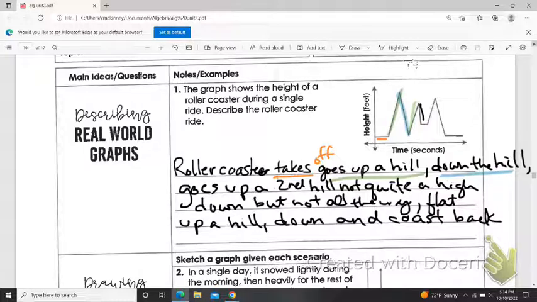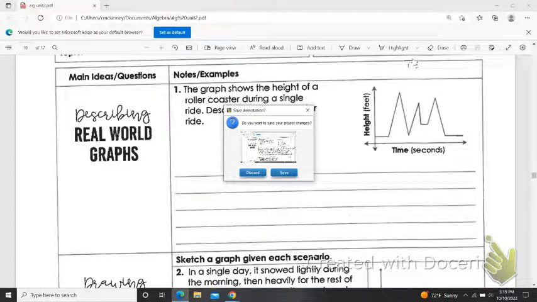Now, you might not describe that in exactly the same way. You might not give all of the details I gave. Someone might just say the roller coaster takes off and goes up and down three hills. But in this little part here, between the up and down hills, there's a little flat spot, right? So again, just kind of thinking about what it means, what we're seeing happen in the graph.